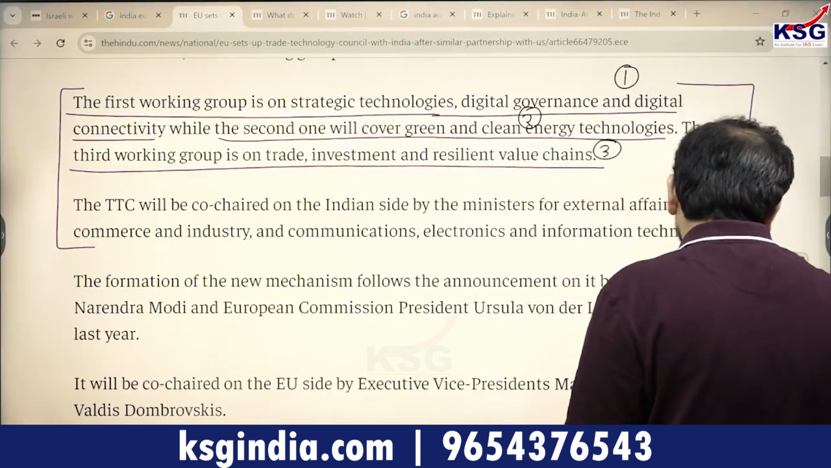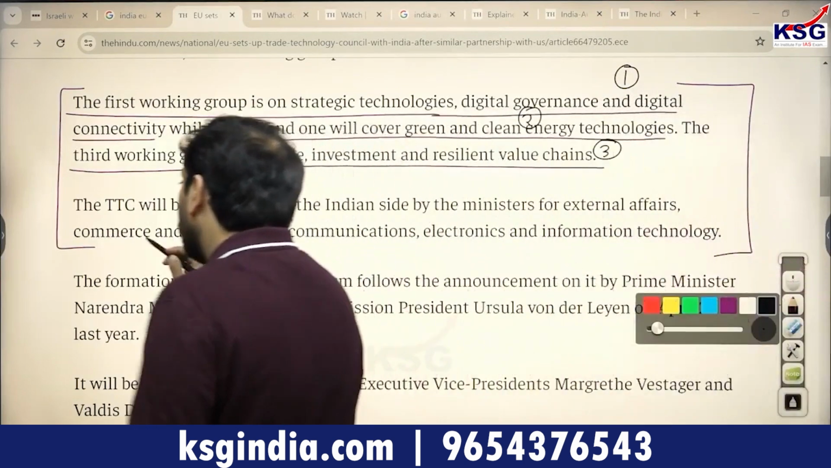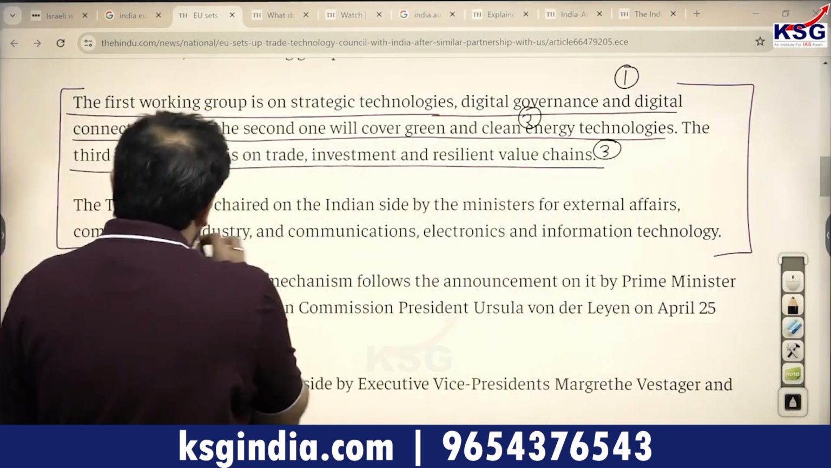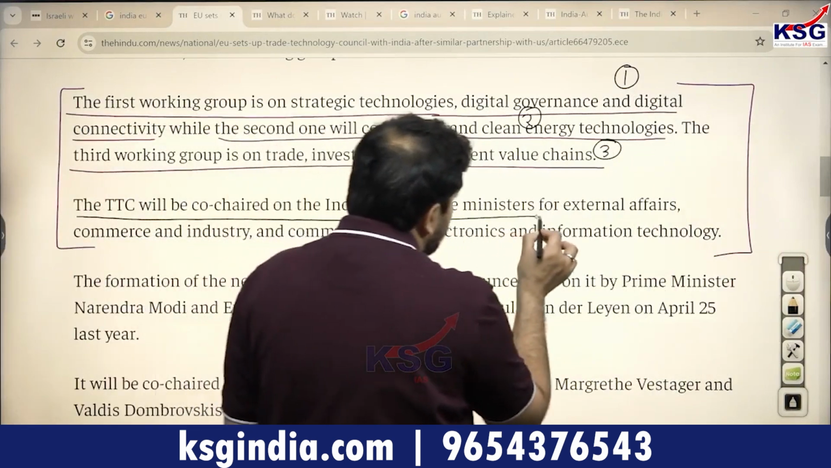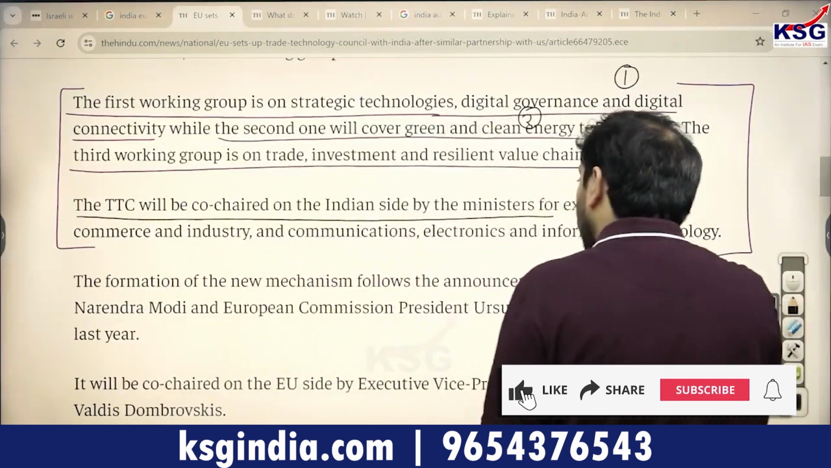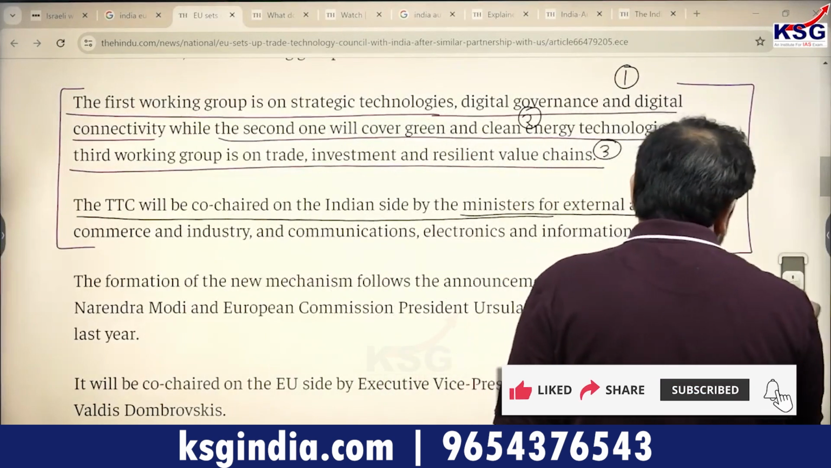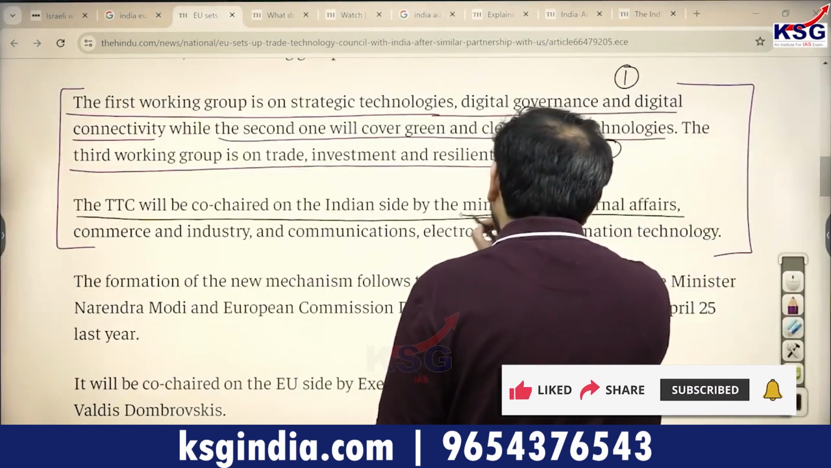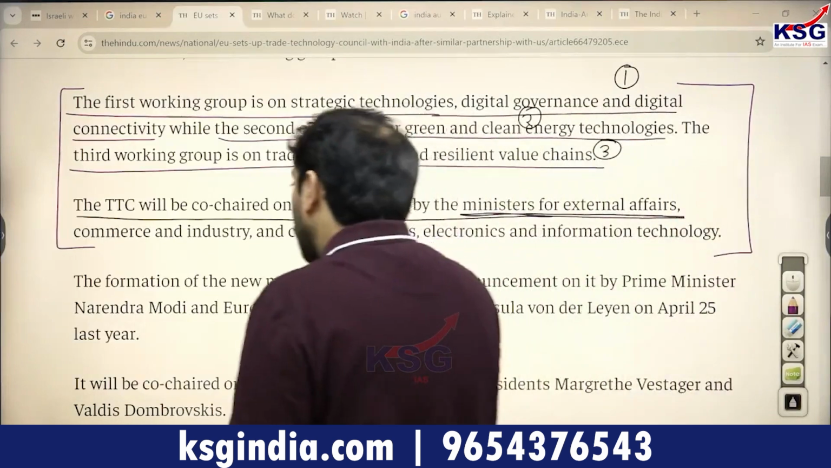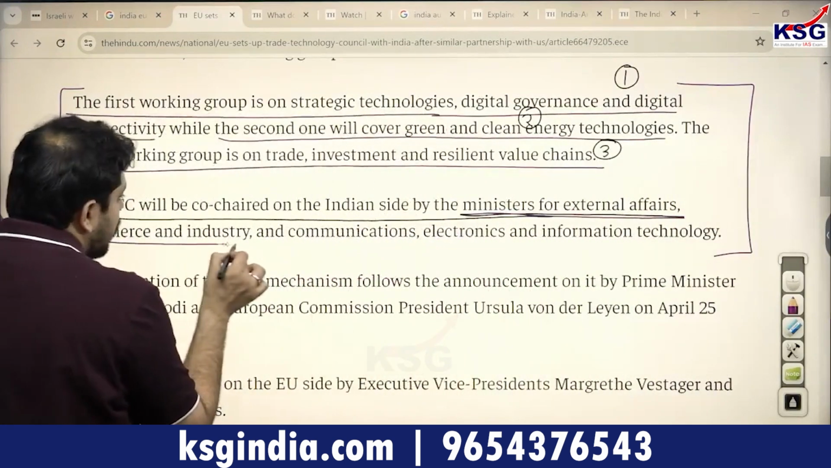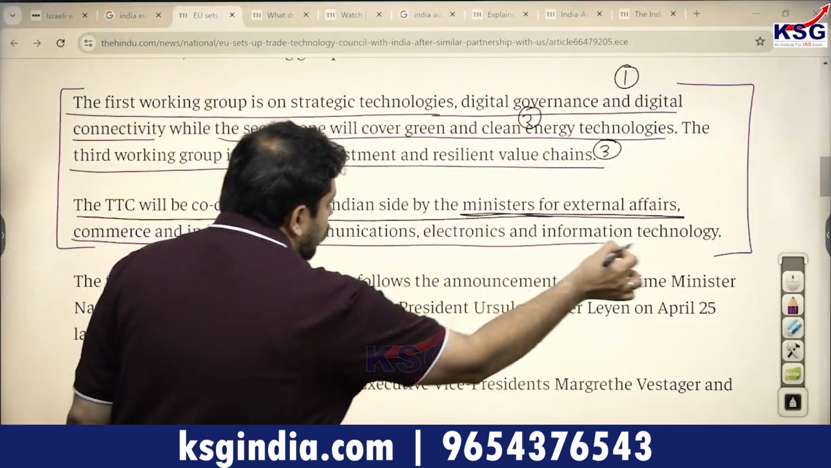Okay, and in addition, you will have to take a look at the supervisory activities. They will be chaired by the Ministry of External Affairs, Commerce and Industry, and Communication, Electronics and Information Technology.